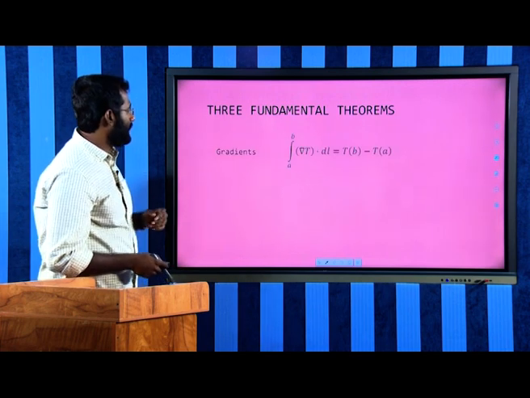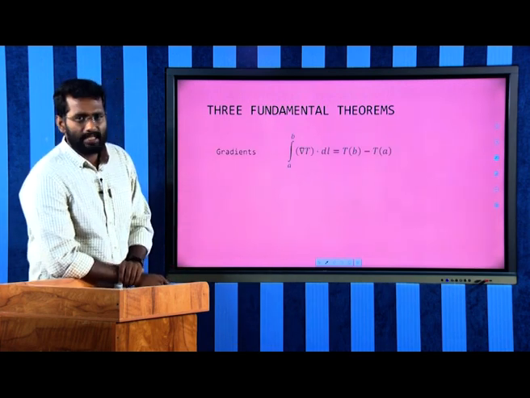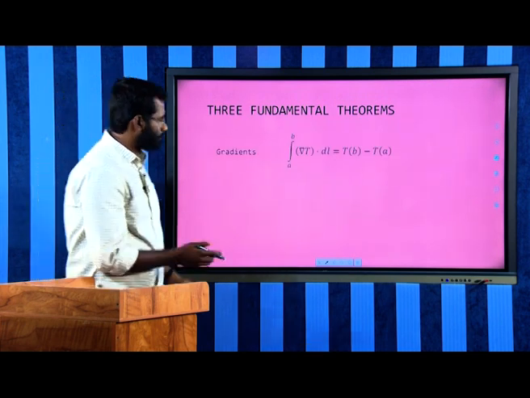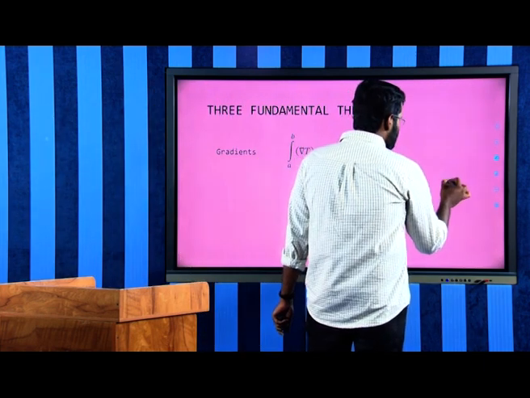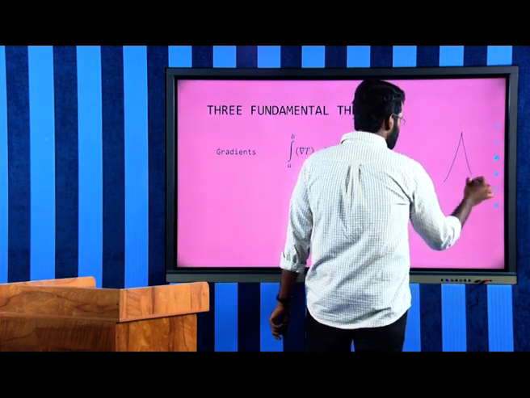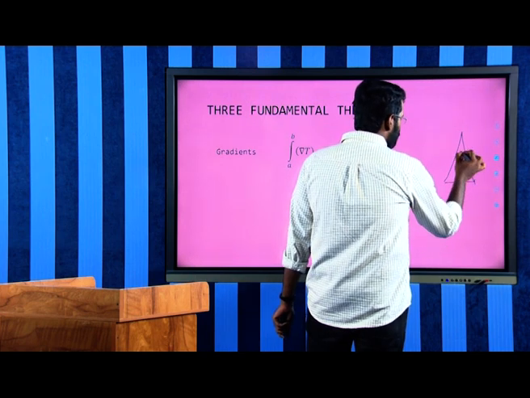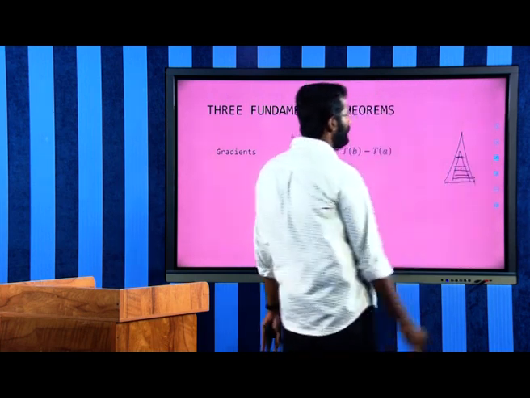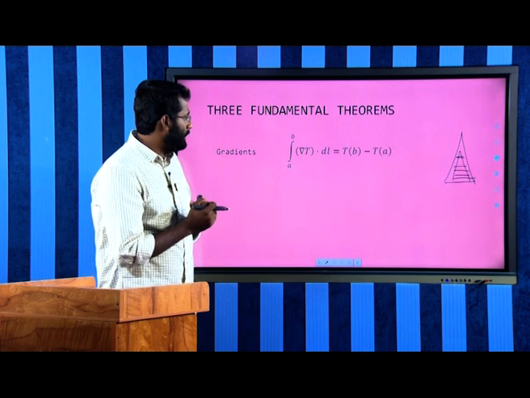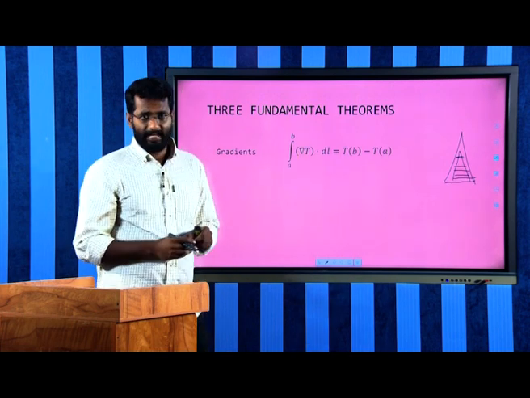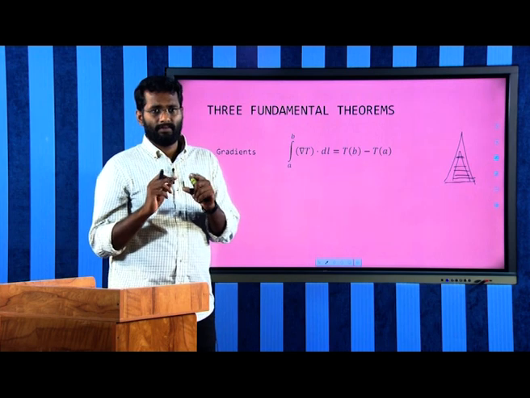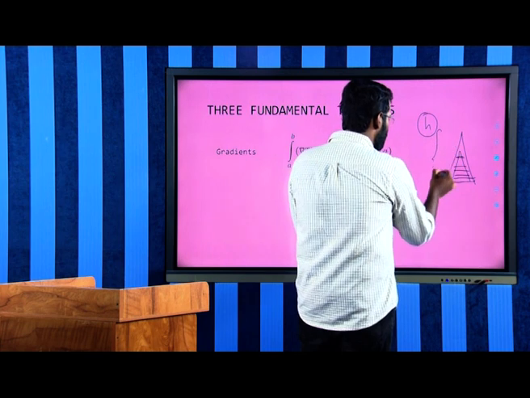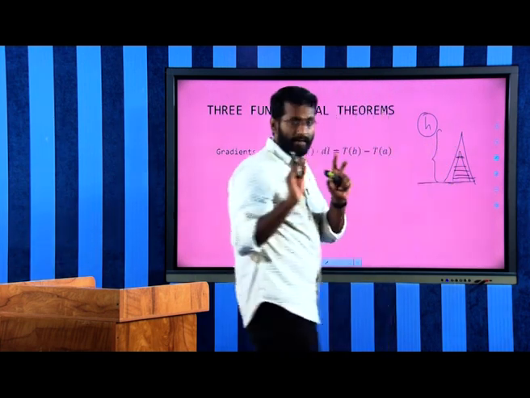Let us see, this is the gradient. So, this is the integral from a to b of del T dot dl, that is T of b minus T of a. Now, what does it mean? Imagine that you are standing in front of a big tower, something like the Eiffel Tower. You need to measure its height. You know that del T is the change in that function. So, here we want to find the total height from here to here. What is the height that we want to calculate?